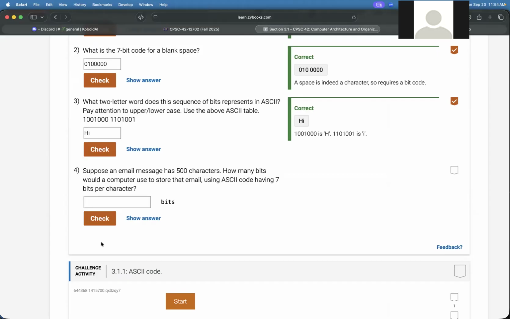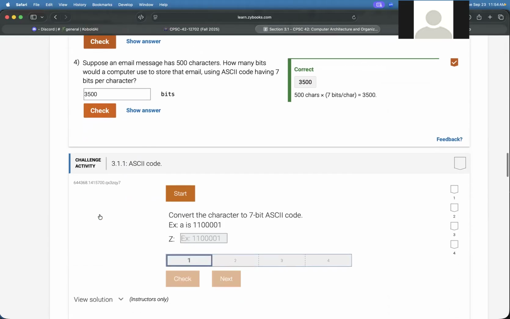Suppose an email message has 500 characters. How many bits would a computer use to store that email using ASCII code having 7 bits? They want you to do 7 times 500. I get 3,500. Okay.